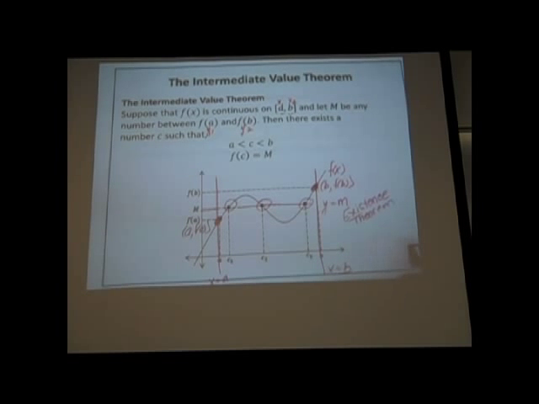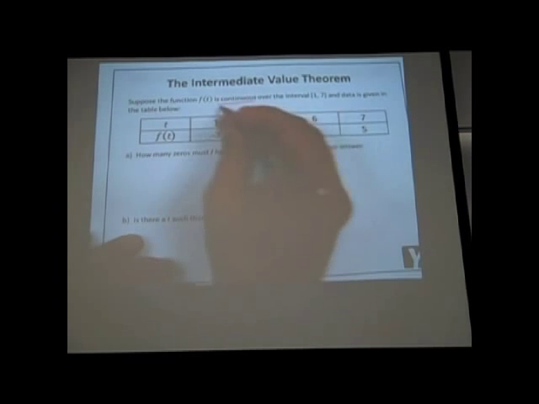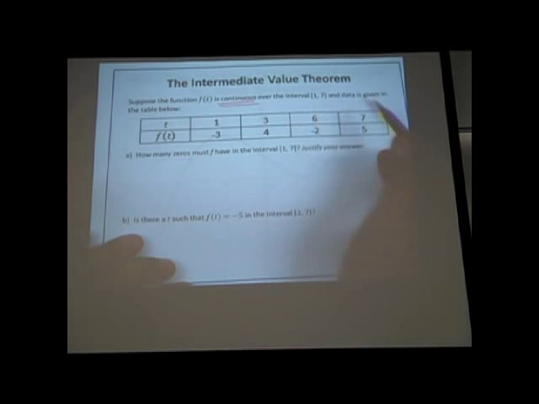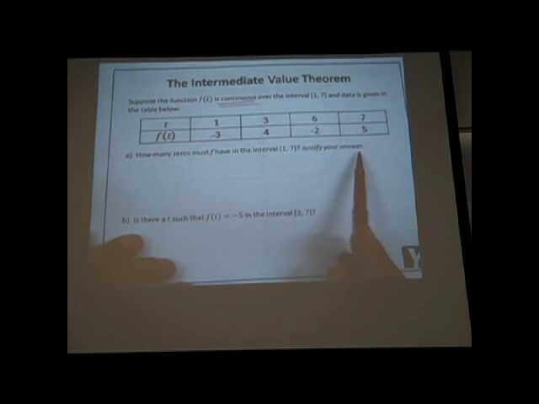That's all. Let's see how this is going to show up in a problem, and I think people can feel better. Suppose that f is continuous on the interval [1, 7]. That is essential. If you have a function that's not continuous on the interval, can't do it. And data is given in the table below. How many zeros must f have in the interval 1 to 7?